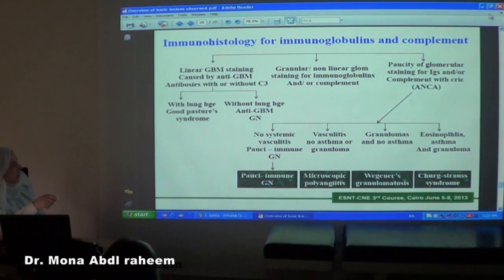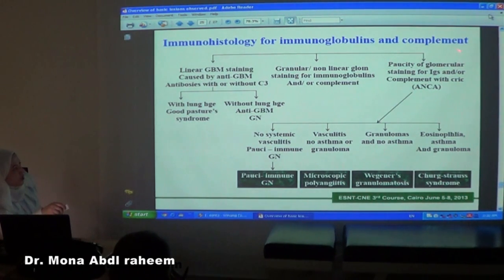This slide discusses crescentic or rapidly progressive glomerulonephritis according to immunofluorescence. We have three groups for immunofluorescence examination. The first is linear glomerular basement membrane staining, caused by anti-glomerular basement membrane antibodies. If there is lung hemorrhage associated with this lesion, it is Goodpasture syndrome. If there is no lung hemorrhage, it is anti-GBM disease.